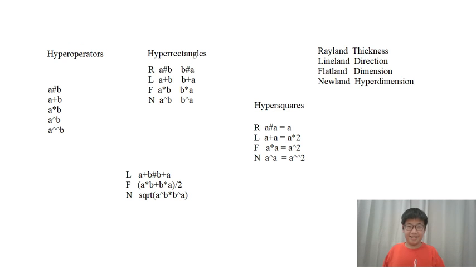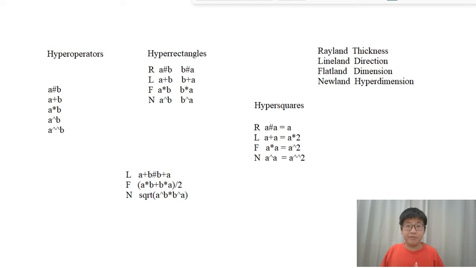Sounds great. Besides that, I have nothing much to say, although I am still thinking about things about dimension. So Lineland has one thickness and it adds 2 directions. Flatland has 4 directions, and Newland has an infinite number of directions.